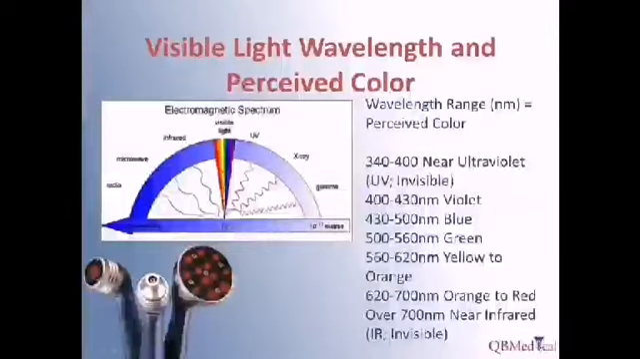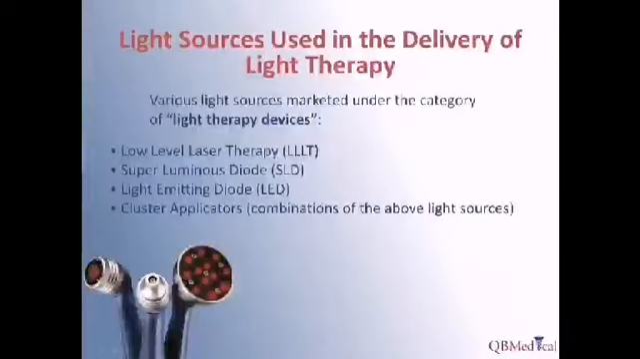Here we can see in a little more detail wavelengths on the electromagnetic spectrum and their perceived color to the human eye. Cold lasers typically have wavelengths of 600 nanometers and above, making them red to infrared or invisible to the human eye. It's important to note that while low-level laser therapy or cold laser is one form of light therapy, there are other forms of light therapy available as well.